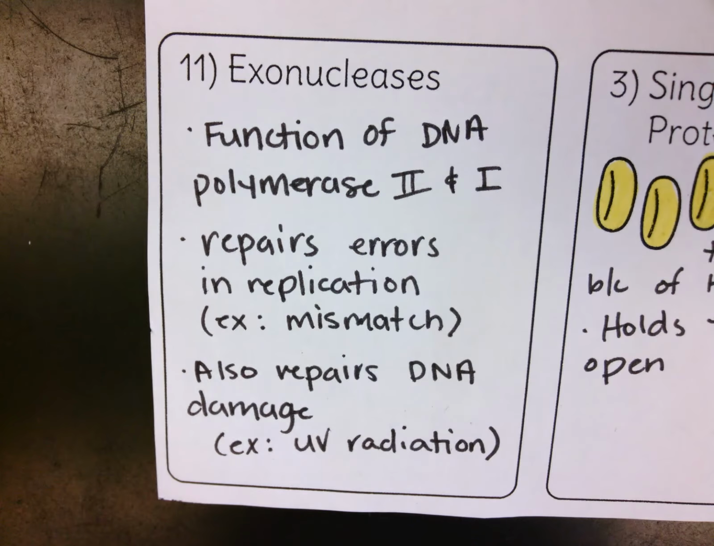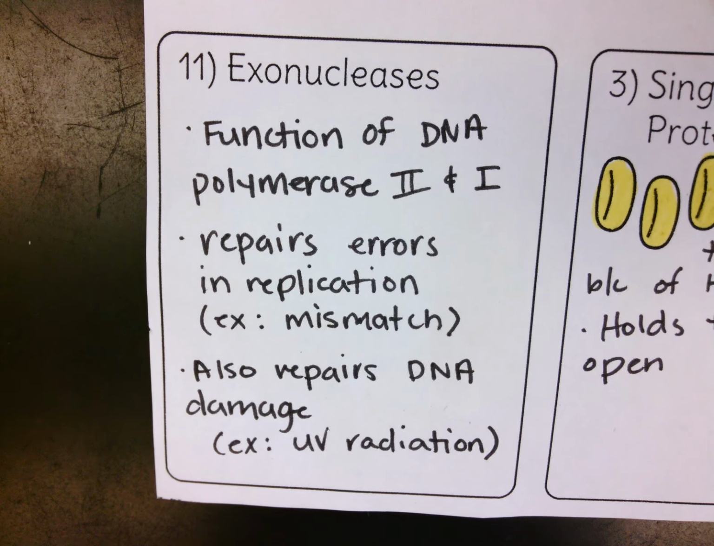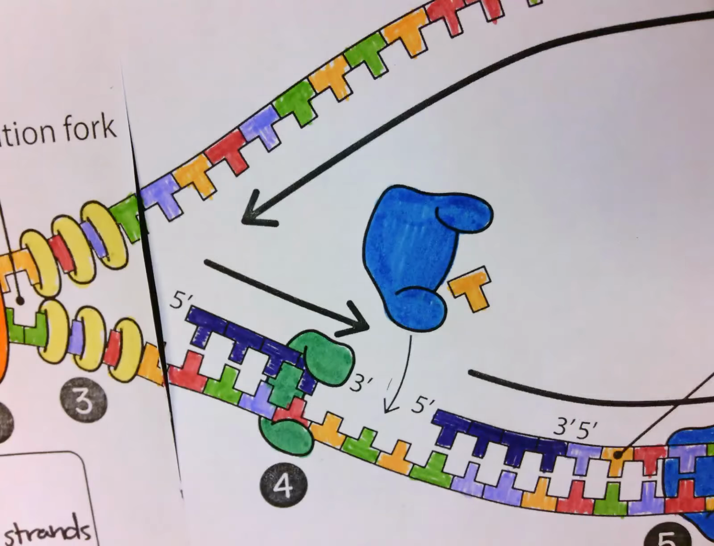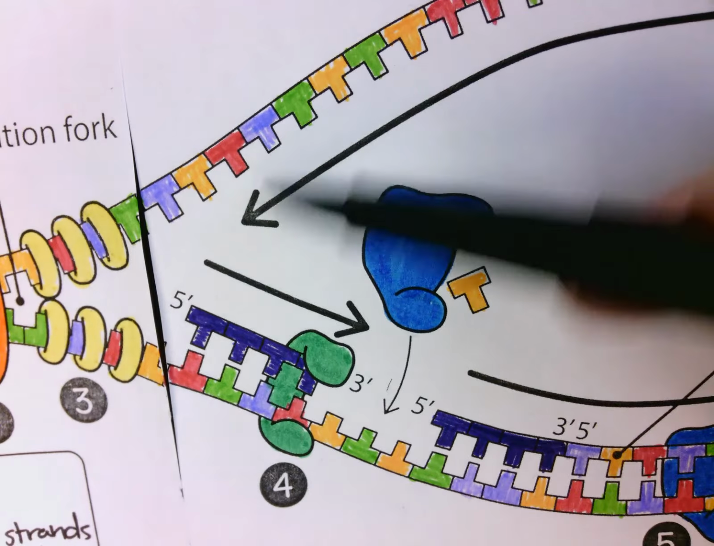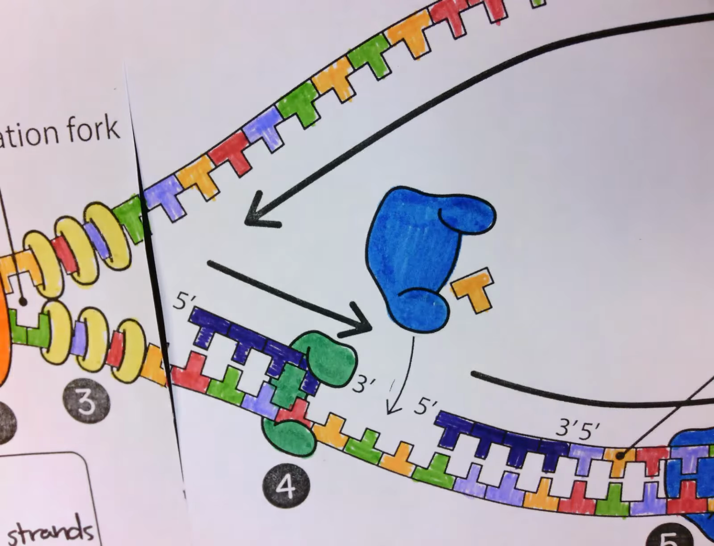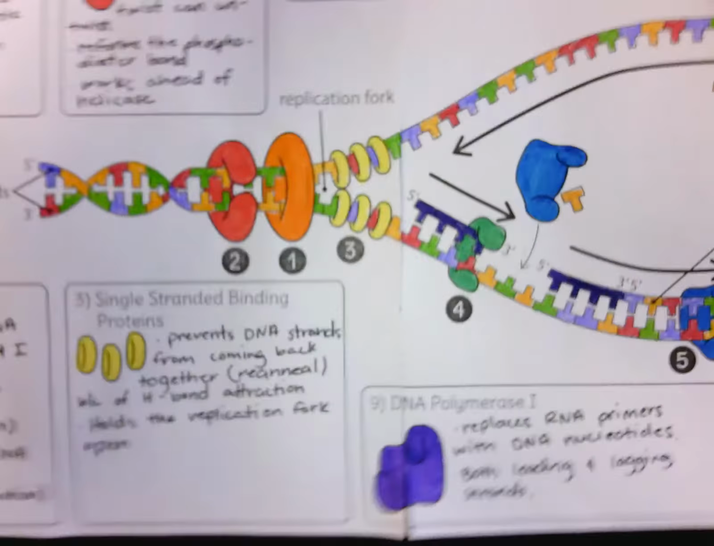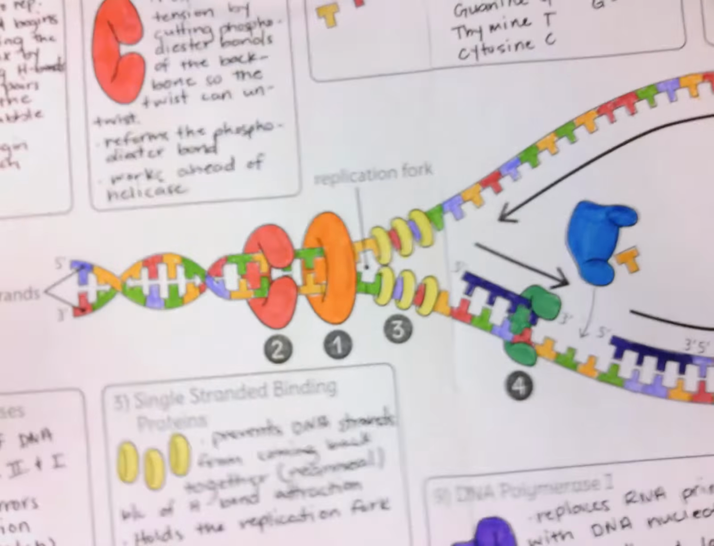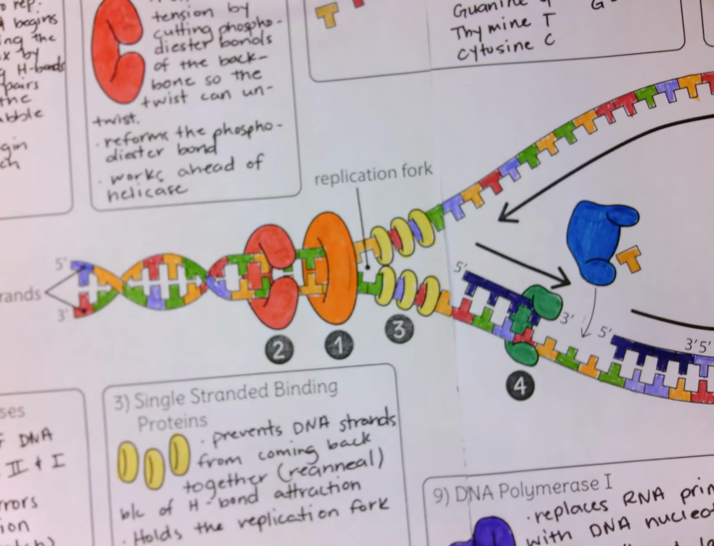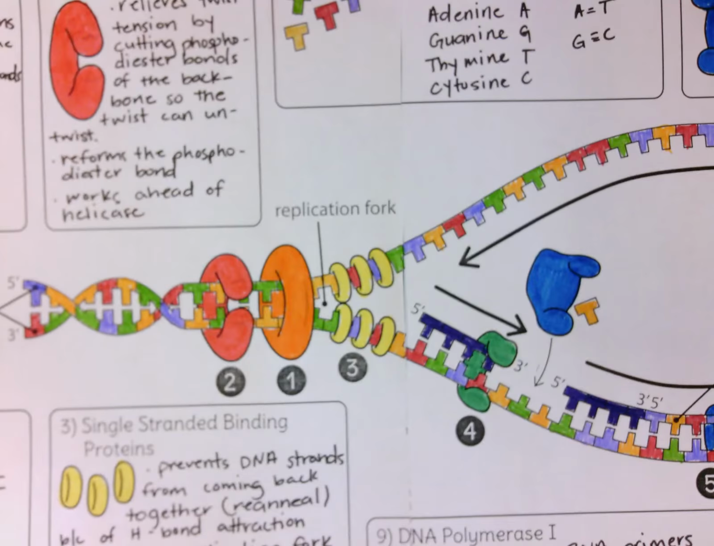So that's kind of one of the things that we talk about. The reason that UV radiation causes cancer is because it damages DNA. And what do we mean by it damages DNA? Well, it creates these situations where we don't have correct matches on opposite sides of the DNA strand. And so our exonuclease activity in our DNA polymerase 2 and DNA polymerase 1 are going to be responsible for fixing all of that.